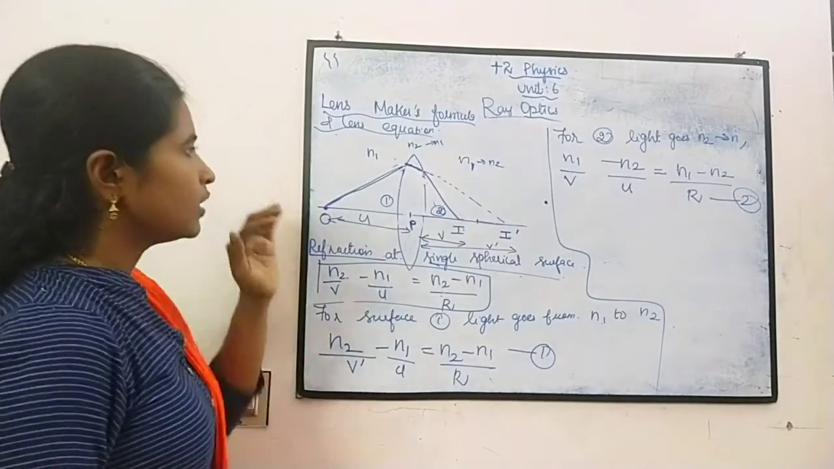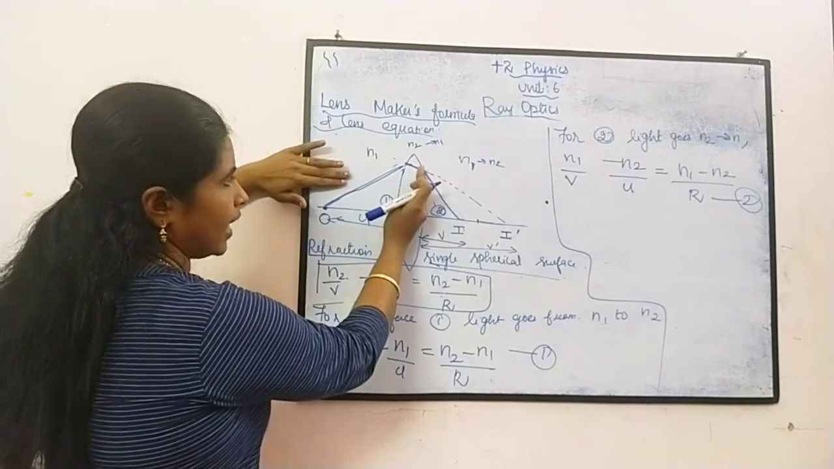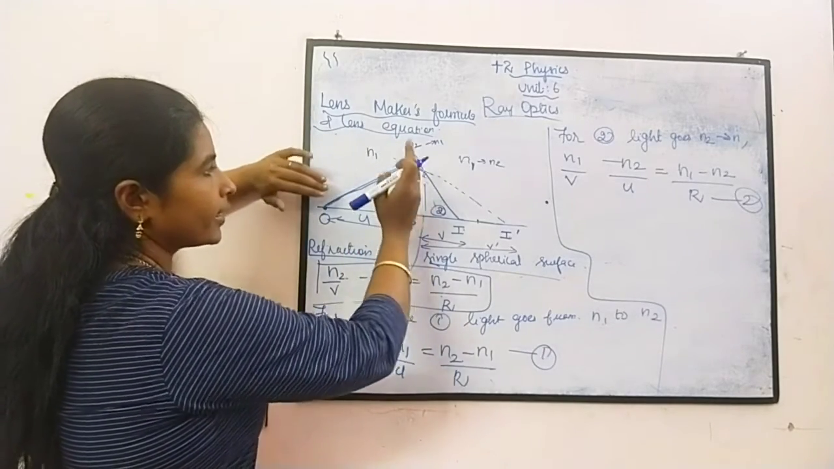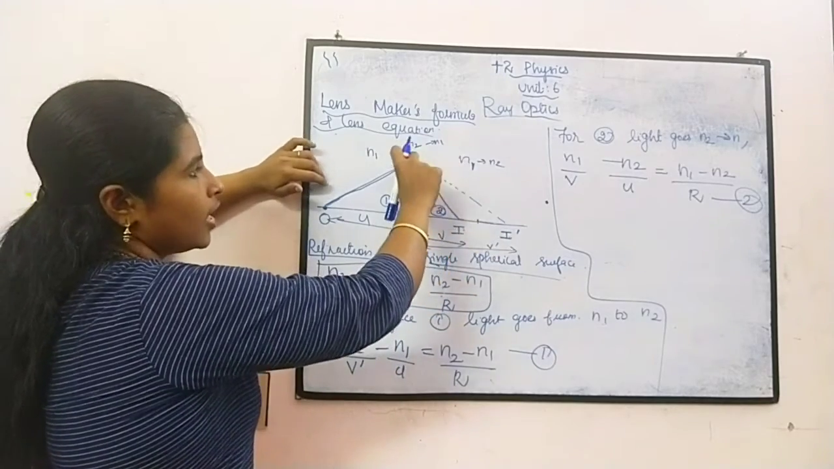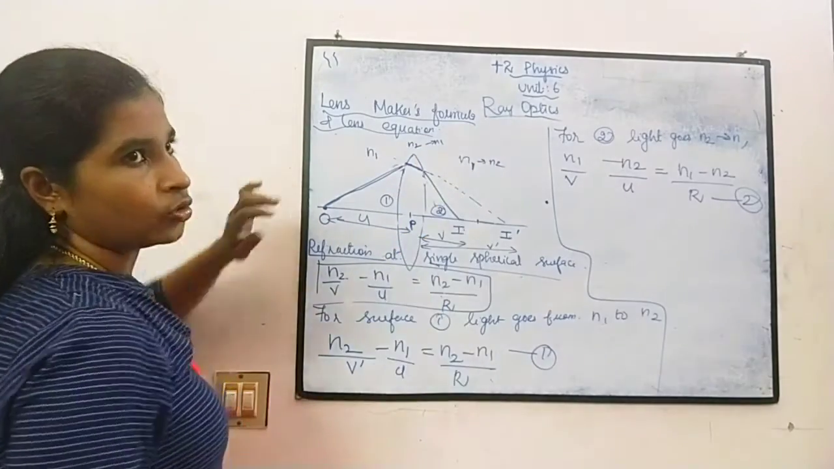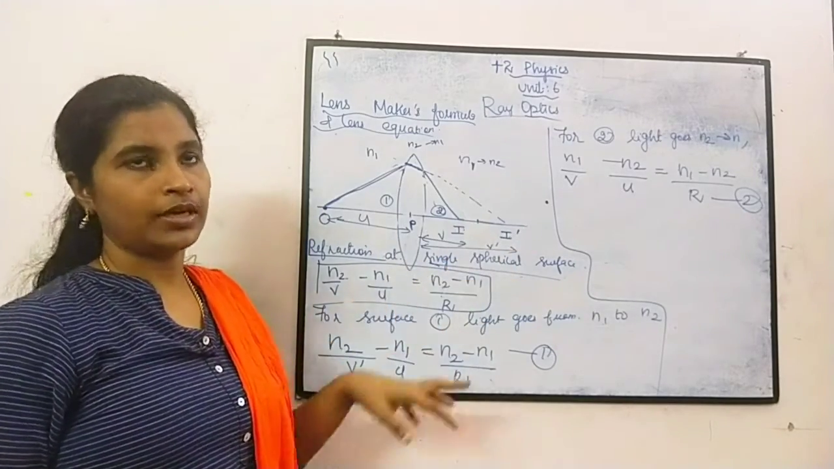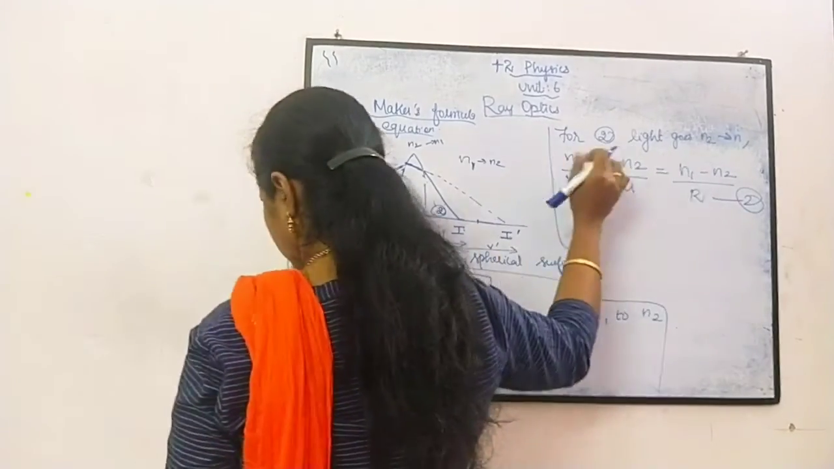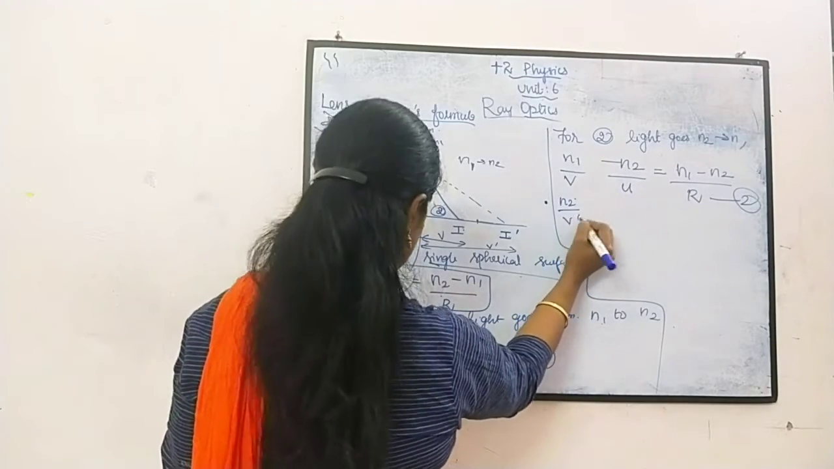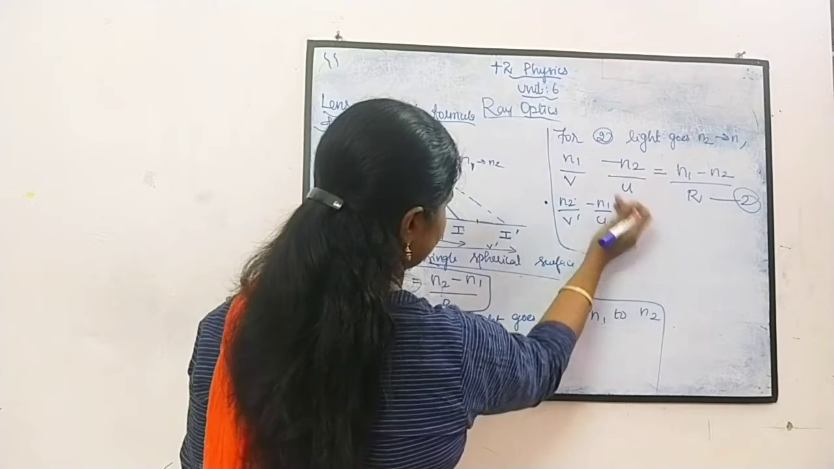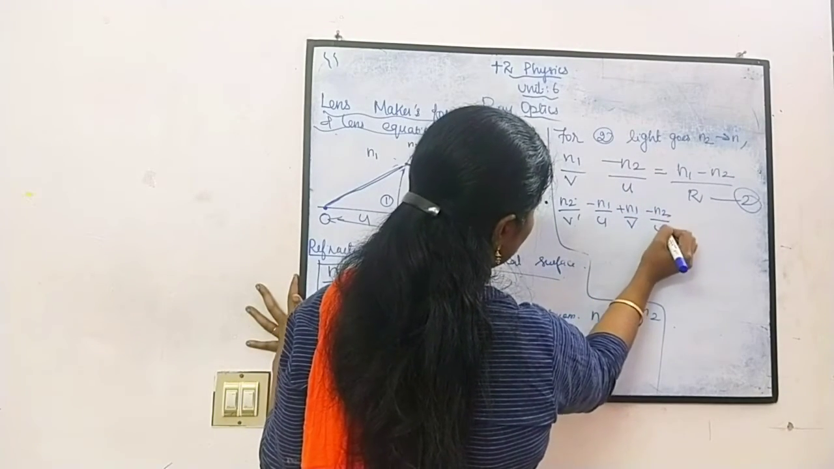In the first surface, air is the first medium and glass is the second medium. Here glass is the first medium and air is the second medium. So I have taken this one as n1 and this one as n2. Now we are going to add these two equations. That is n2 by v dash minus n1 by u, the left hand side, plus n1 by v minus n2 by u.